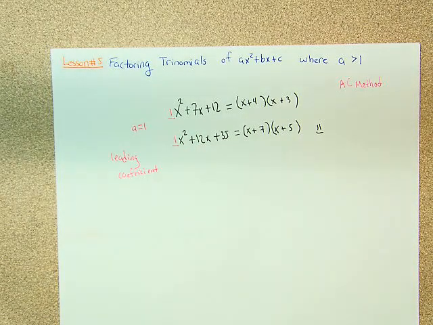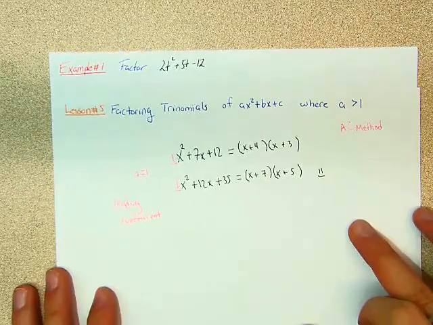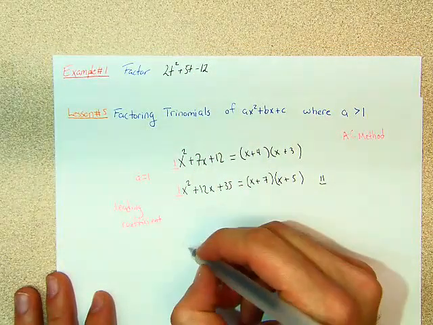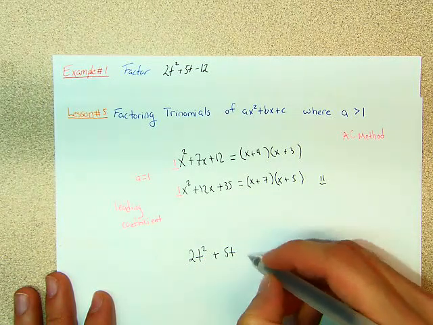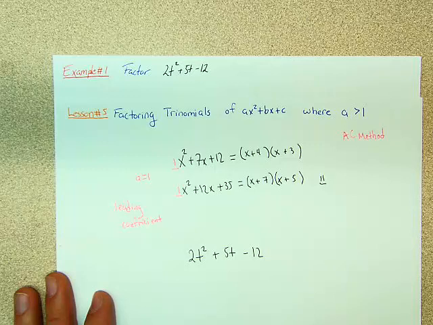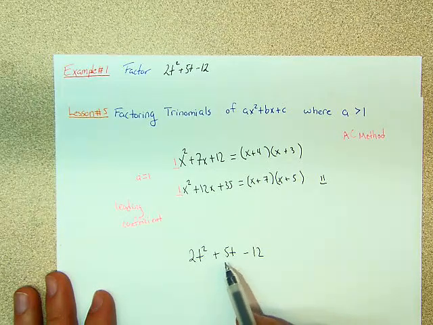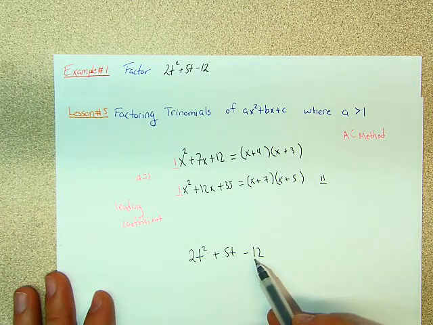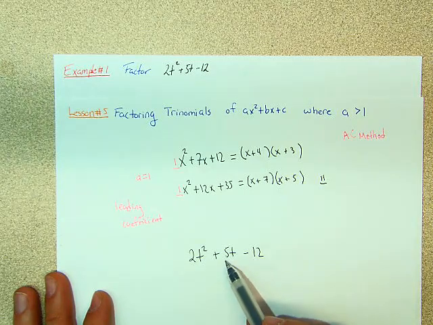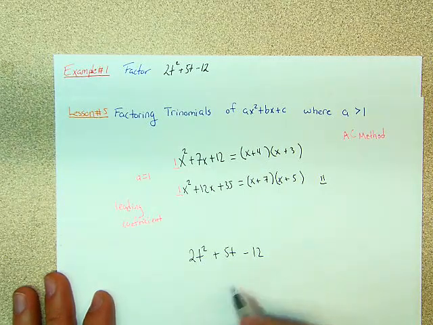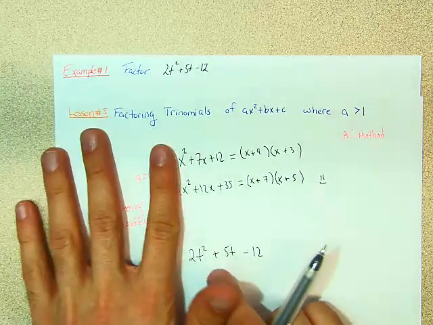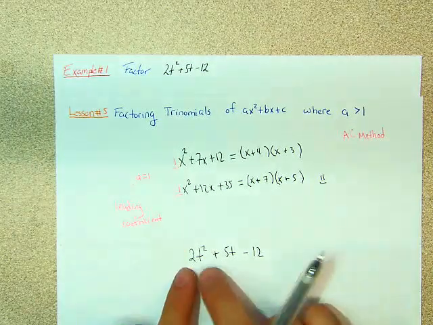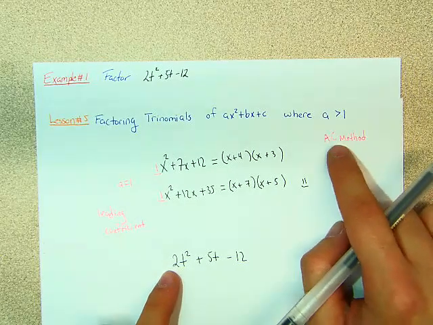But let's say you have, for example, 2t squared plus 5t minus 12. Are you allowed to say, what two numbers, when I multiply them, give me negative 12, but when I add, give me 5? You cannot, because there's a 2 here. You don't have just that x squared. So here we have to use this AC method, okay?